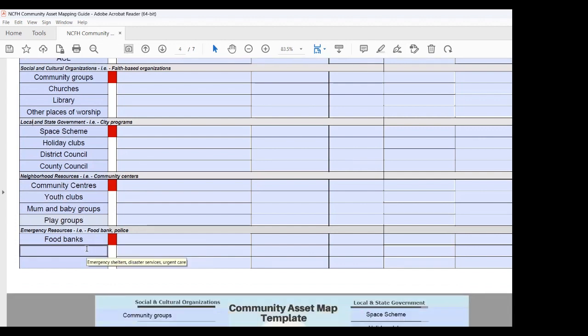So then we've got emergency resources. So we've got food banks. Housing advice. What about drug and alcohol type centres? Very good. I'm going to put Drug Link. I'm going to take the N out because I think that's what it used to be called in Stoke, Drug Link, for drug and alcohol support.